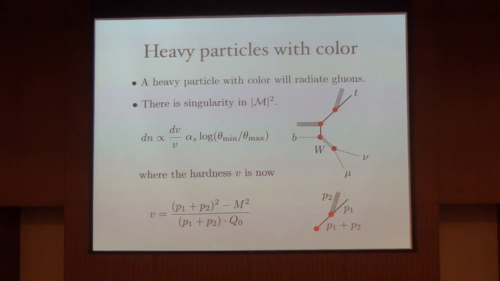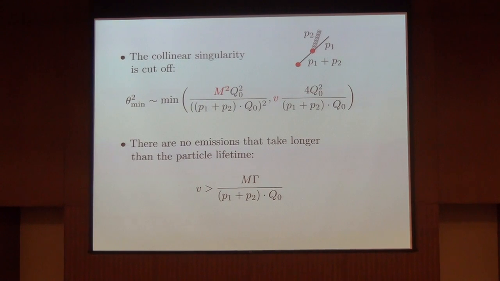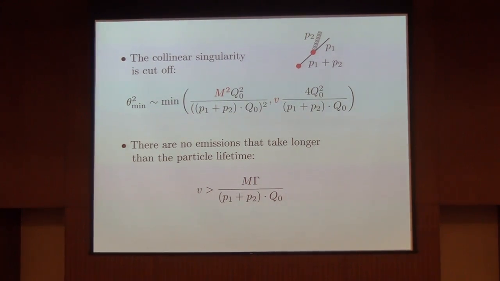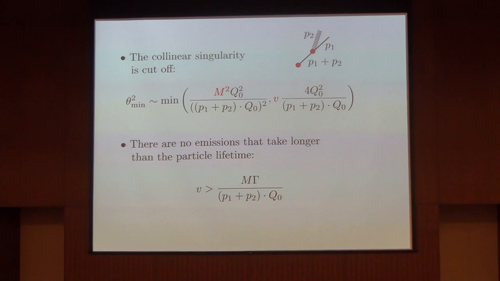Still, you want to have small virtuality emissions. The collinear singularity in here is now cut off because the top quark has a mass, in fact, a big mass. So theta, which wanted to go down to something limited by just the virtuality, now effectively goes down to something limited by m squared, the top quark mass.